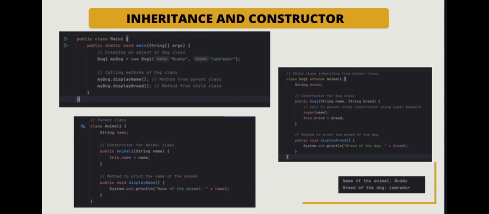And in the main class, we create an object for Dog, and we call the methods of the Dog class and display it. So we basically use just super, as we said before, the keyword super.